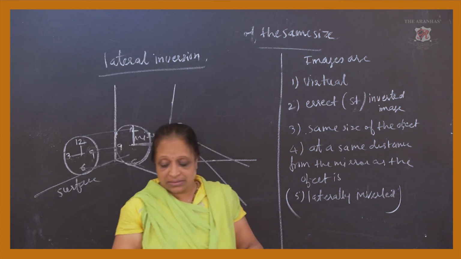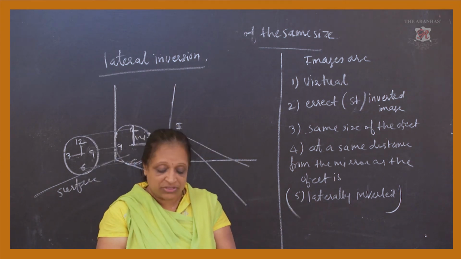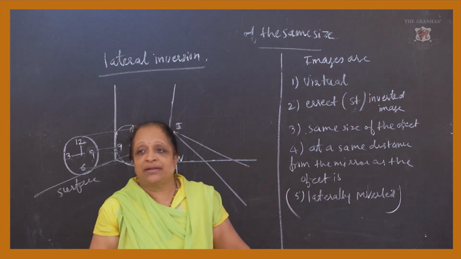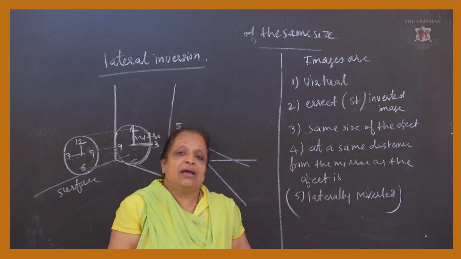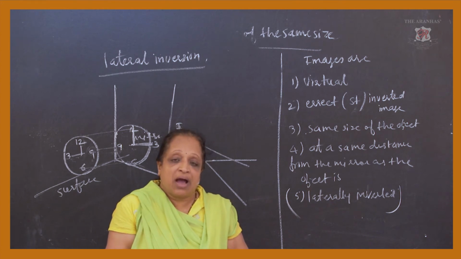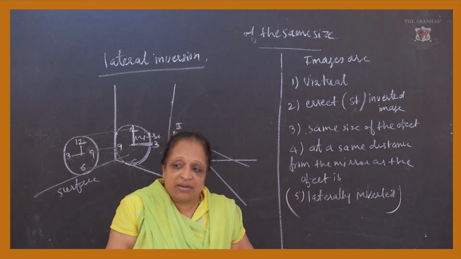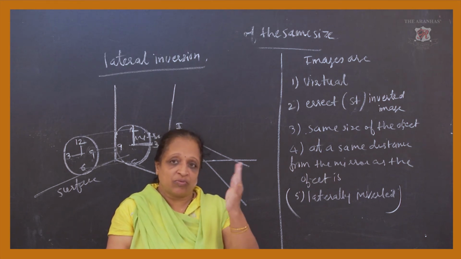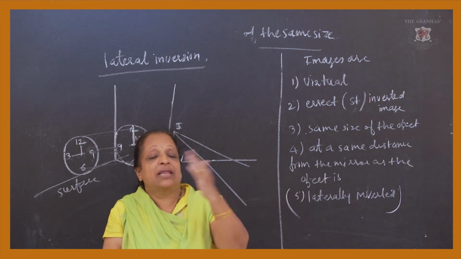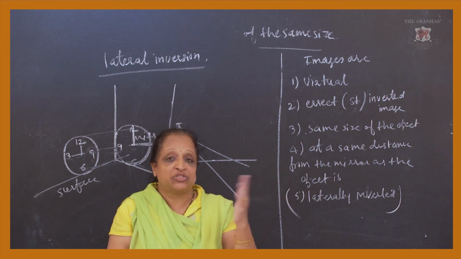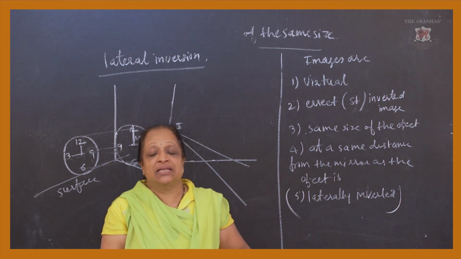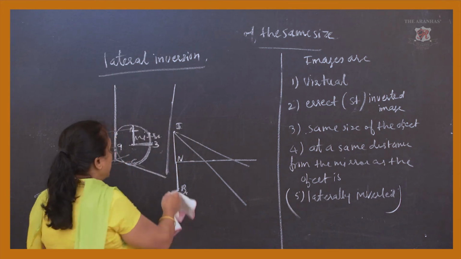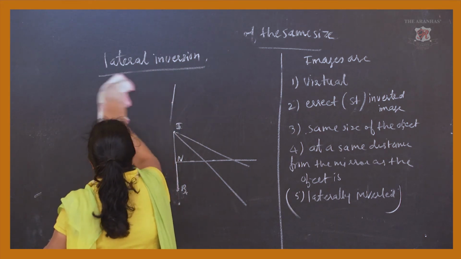And the last one which we have studied is lateral inversion. So what does lateral inversion mean? The images which you are getting are laterally inverted, meaning they are in the opposite direction of the object which has been placed over there. Then we say that it is a laterally inverted image. Now coming to the next part of it.